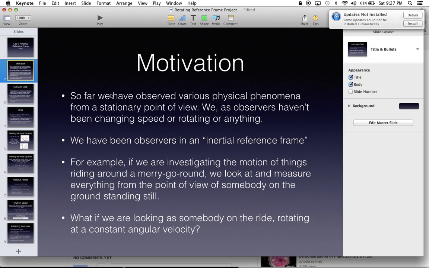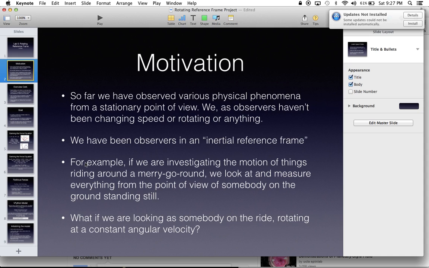All of the velocities that we measure are relative to the ground. We don't change speed, we don't rotate. We've been observers in what's called an inertial reference frame. For example, if we are investigating the motion of things riding around a merry-go-round, we look at and measure everything from the point of view of somebody on the ground standing still.